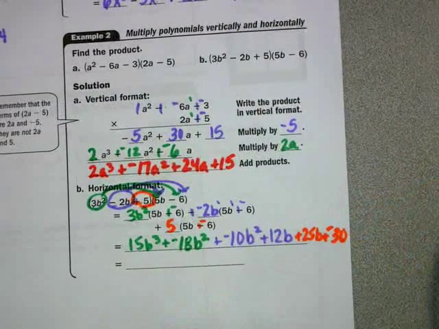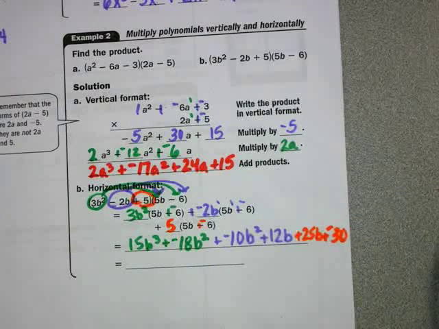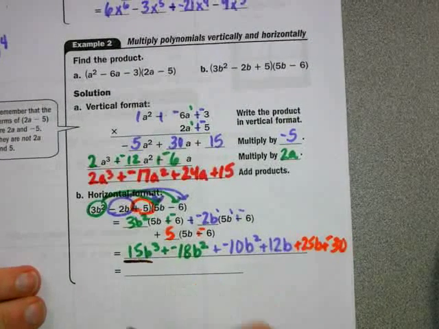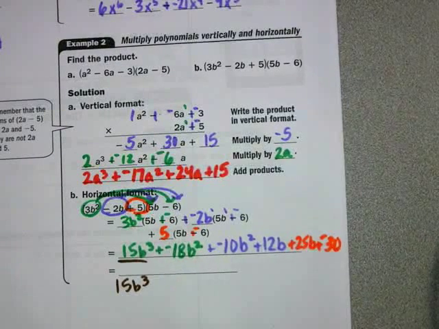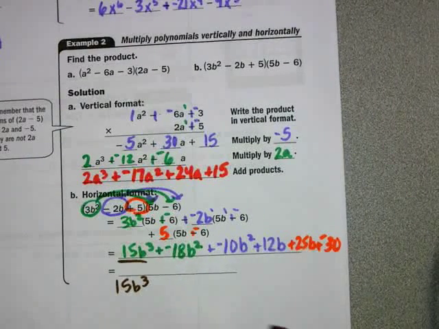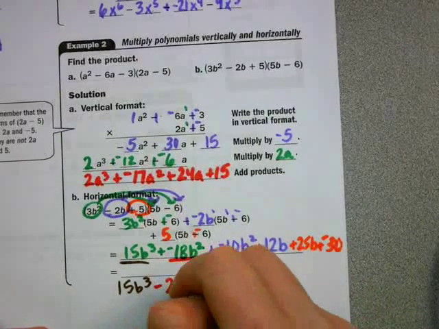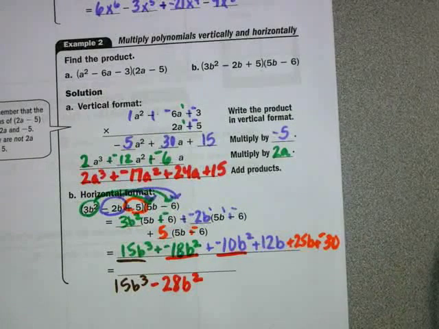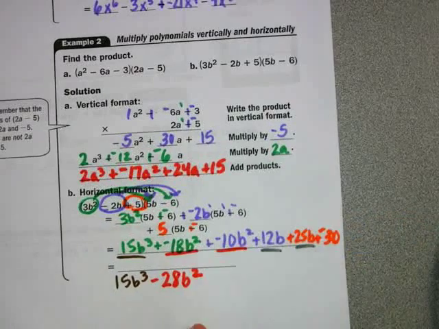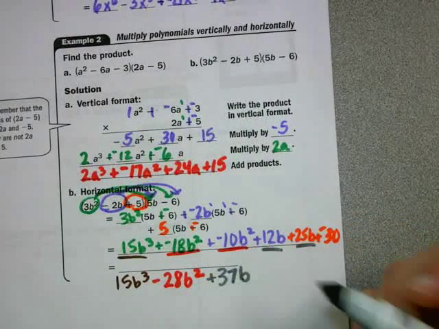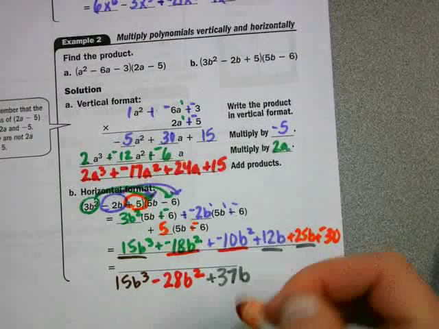You're not done because you have some like terms. So now what you need to do is what we did back in 9-1. You can use your color coding. 15b cubed is by itself. Now I have a negative 18b squared and a negative 10b squared, so they make negative 28b squared. I have two terms that are both b terms, 12b and 25b. They make 37b. And negative 30 is out there by itself. I'm just going to tack it on there in orange. Plus negative 30 or minus 30.